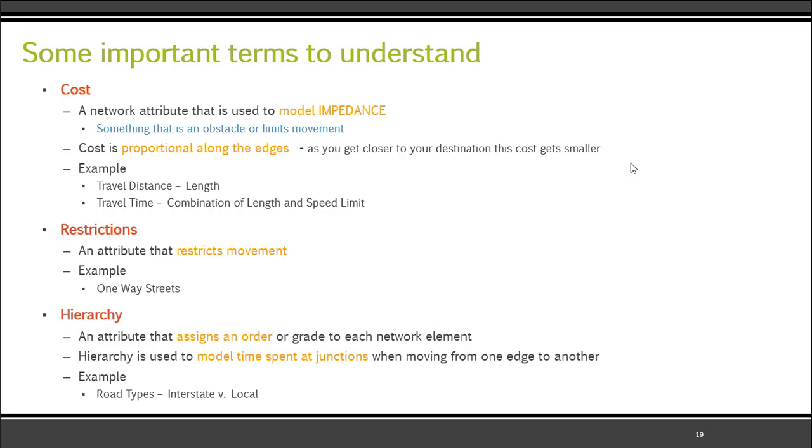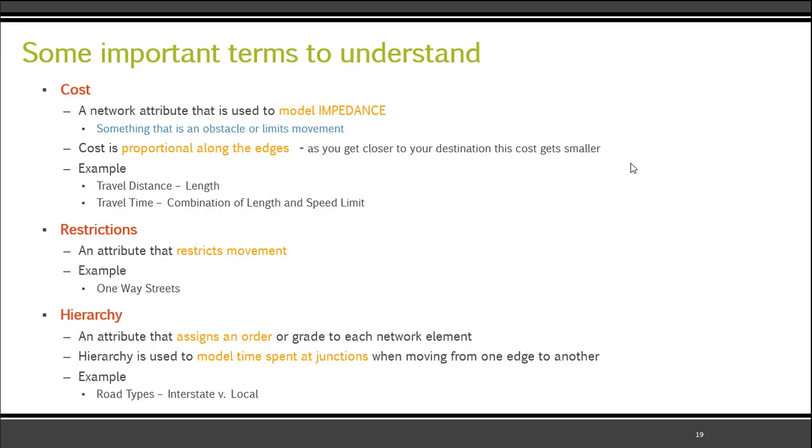So the two costs that model impedance within networks are either travel distance or travel time. Travel distance is modeled by the length of each road segment. So obviously as you travel across it, there's more behind you and there's less in front of you, so it's getting smaller as you go. Then there's travel time, and travel time is calculated for each road segment. It's based on a combination of the length of the road and the speed limit on that road. So travel time, it's not magic. They don't know the travel time of each road without these two pieces of information. They have to know the length of the road and the speed limit of the road. And that's how they're modeling travel time for each road segment.